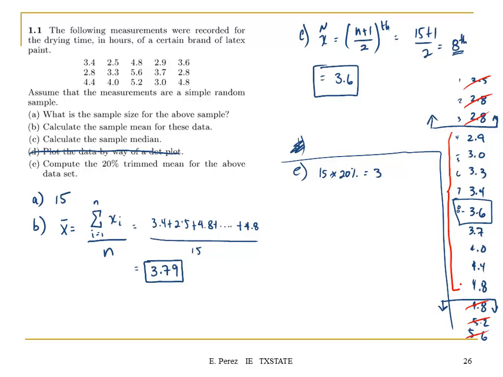So we get the trimmed mean of 20% equals 1 over 9 multiplied times 2.9 plus 3.0 plus 3.3 plus 3.4 plus 3.6 plus 3.7 plus 4.0 plus 4.4 plus 4.8, and that is equal to 3.68.